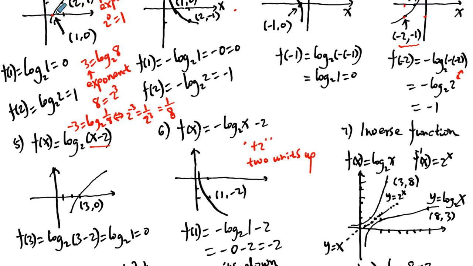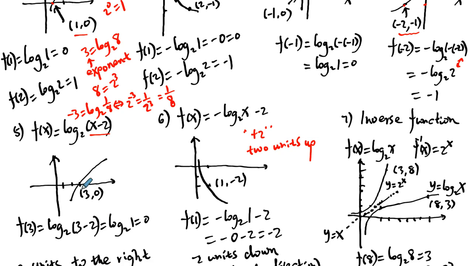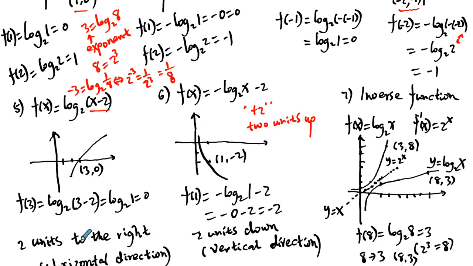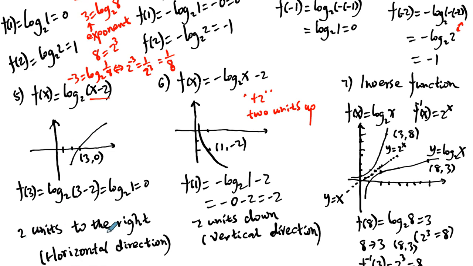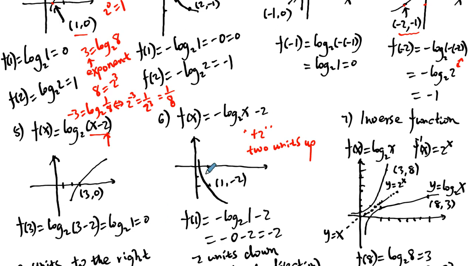Previously it is 1, 0, this one. Now you have 3, 0. So then basically from 1 to 3 you shift what? 2 units to the right. So 1 here is 3 minus 2. You got 2 units to the right. This one is without brackets here. This one is with brackets. And you first do the logarithm with this whole quantity first.